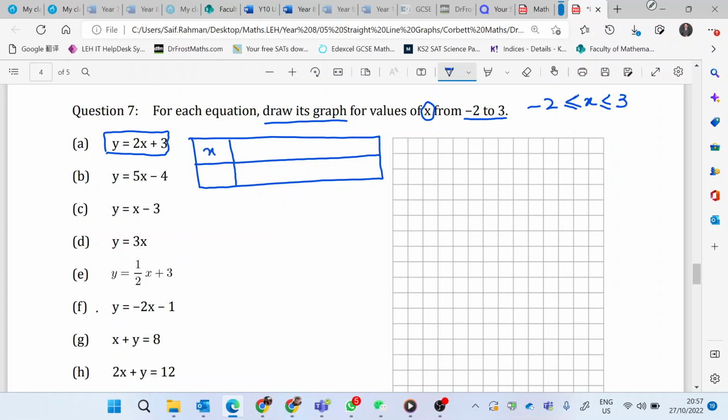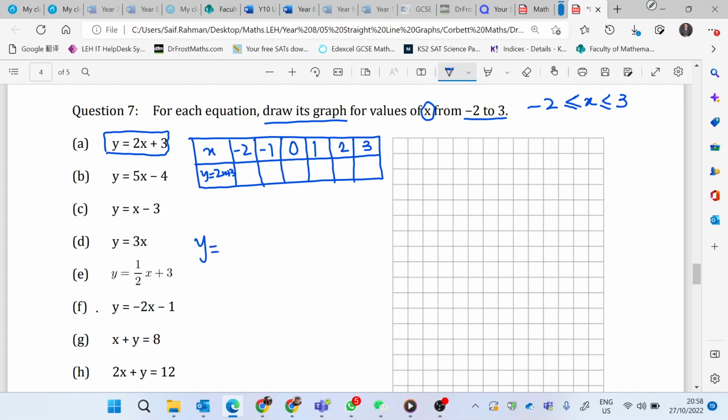So if the x values given are -2, the next whole number is -1, we have to do just the whole numbers, and the next is 0, and the next numbers are 1, 2, and 3. And for y we have been given y is equal to 2x plus 3. So we have to put the value of x in this equation, and then we have to find the value of y.